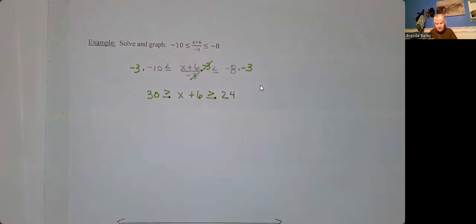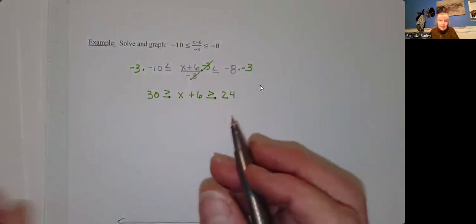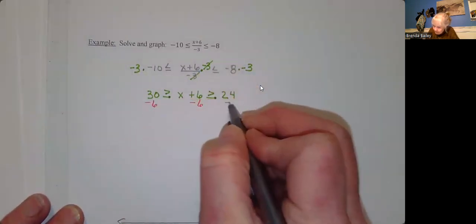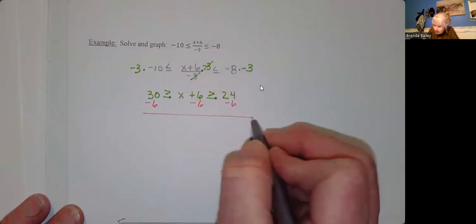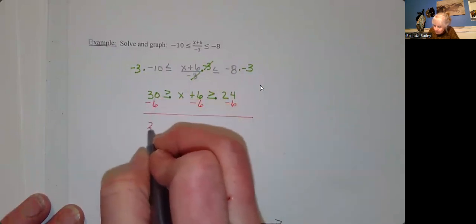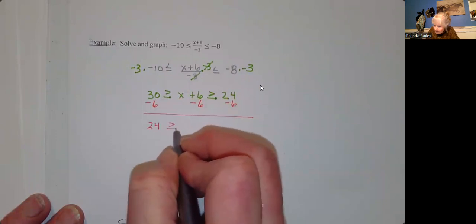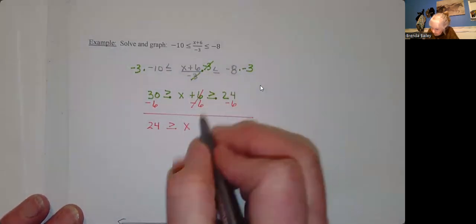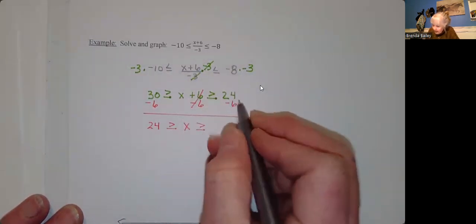So hopefully I did not lose anybody on that step. If you multiply by a negative or divide, in this case we're multiplying, you flip your inequalities. Now, those interesting little dots on those bars, but that's okay. Last thing to get rid of is the 6. So we're going to subtract 6. So we have 24 greater than or equal to, the x is by itself, we've reached our goal, greater than or equal to 18.